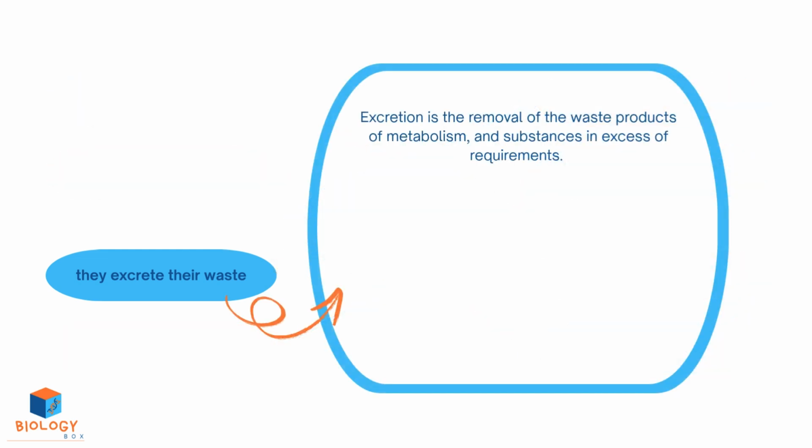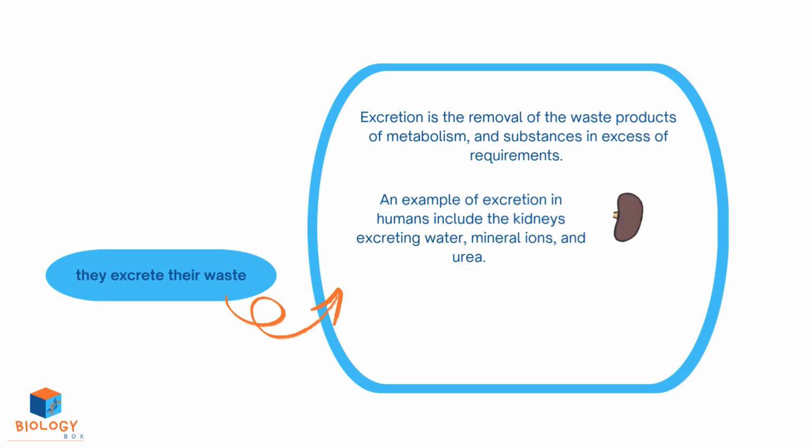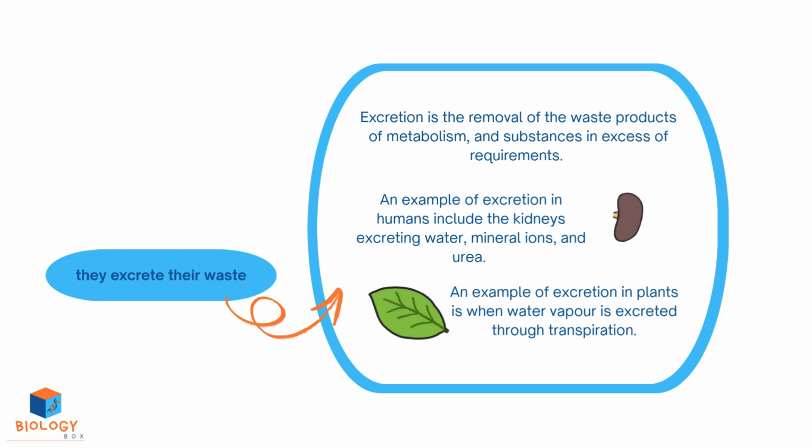Excretion is the removal of waste products of metabolism and substances in excess of requirements. An example of excretion in humans includes the kidneys excreting water, mineral ions, and urine. An example of excretion in plants is when water vapor is excreted through transpiration.